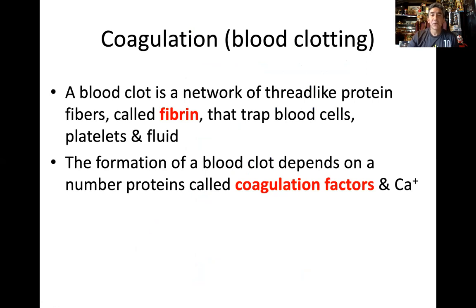So when we talk about a blood clot, what is actually a blood clot, right? It's a network of thread-like protein fibers. So it's a network of fibrin. Fibrin is this sort of spiderweb looking protein that will trap blood cells, platelets, and fluid. So in order to form fibrin in the vessel, we're going to go through a series of reactions, and it's going to be triggered by a series of coagulation factors and also calcium.